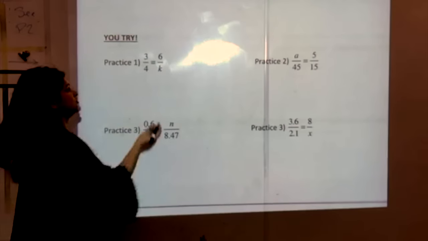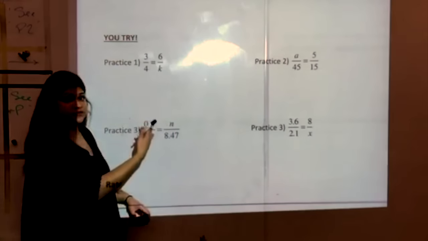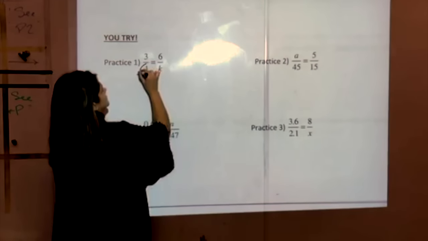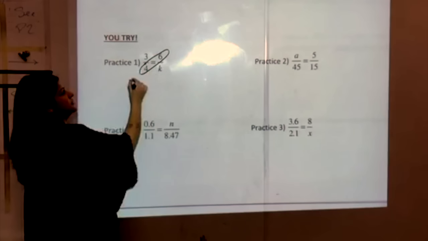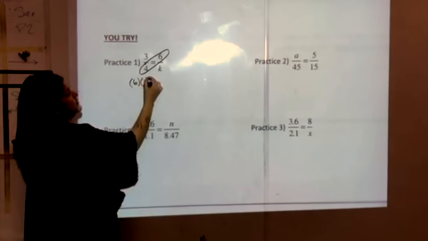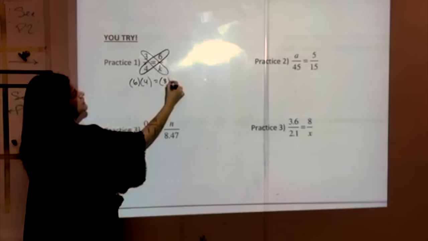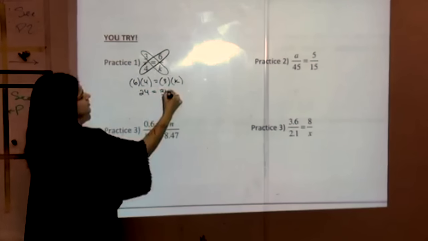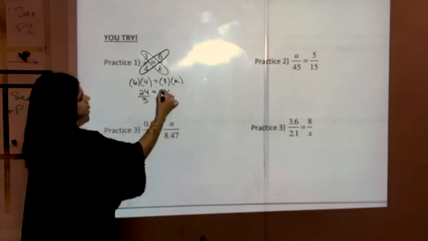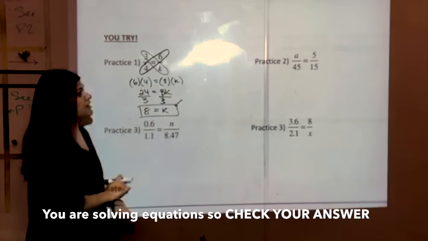Using cross multiplication, you should have both methods written down, so rewrite it and do it this way as well. We can go ahead and cross multiply to get 6 times 4 equals 3 times k. 24 equals 3k. Get k alone, so that k equals 8.